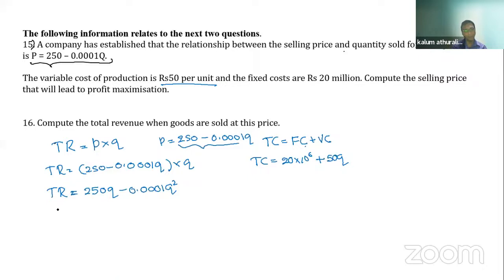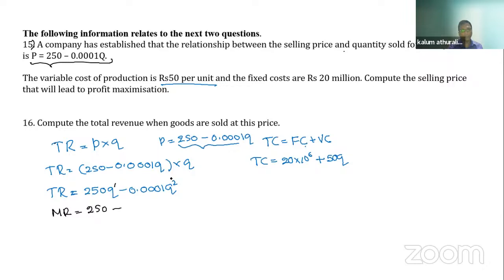Right. Then, if you want to find MR, what will we do? We can differentiate. How to differentiate? 50Q, its power is 1. Then this part should be 1. Then the answer is 250.